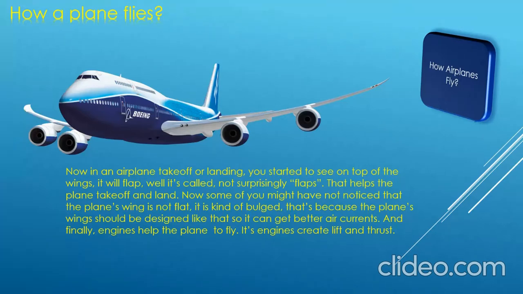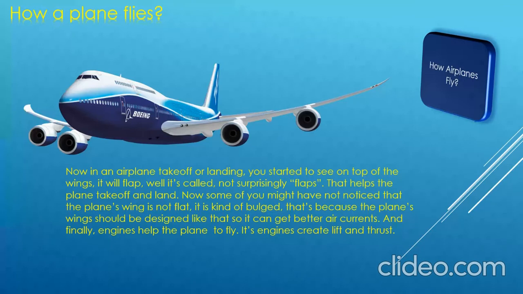Well, it's because of spoilers. Spoilers help the plane go down. Now, some of you might not have noticed that the plane's wing is not flat. It is kind of bulged. That's because the plane's wing is designed like that so it can get better air currents. If you don't really understand, I'll explain it more easily.